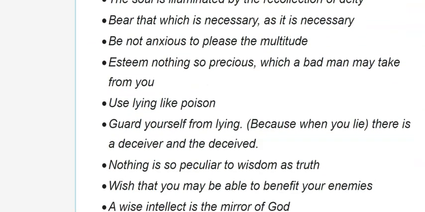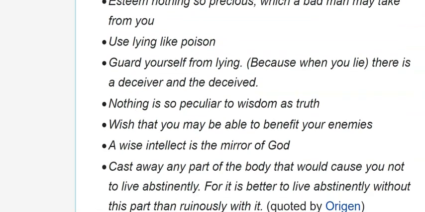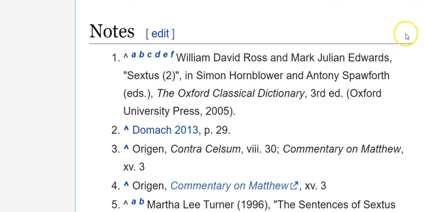Use lying like poison, see? So that, you know, obviously lying is used as a type of weapon in the system, right? Guard yourself from lying. See what I mean? So it's like this lying idea is 100% to do with it, right? Of course, the genus, you know what I mean? The genus is like the two-faced representation, right? Nothing so peculiar to wisdom as truth. Exactly.